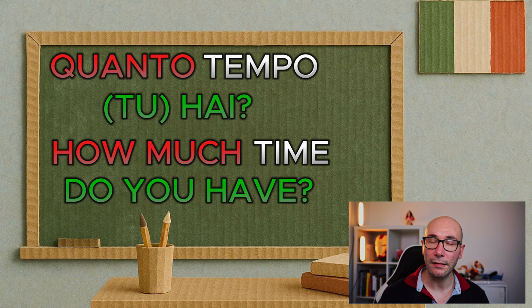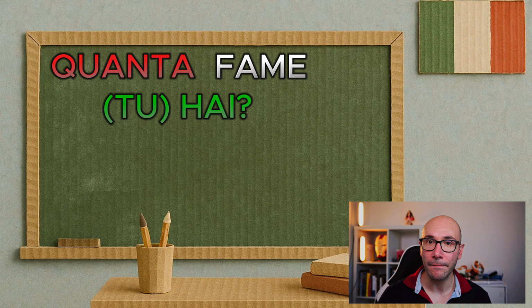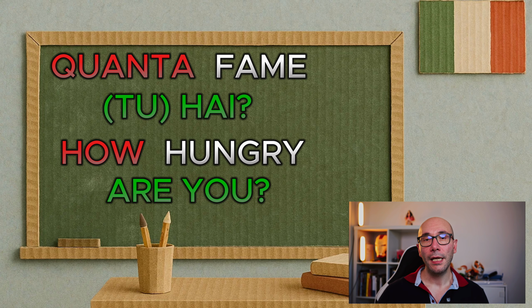Quanta, we can use quanta before feminine nouns. Quanta fame hai? How hungry are you? Because in Italian, in a figurative way, you possess the hunger. Fame.